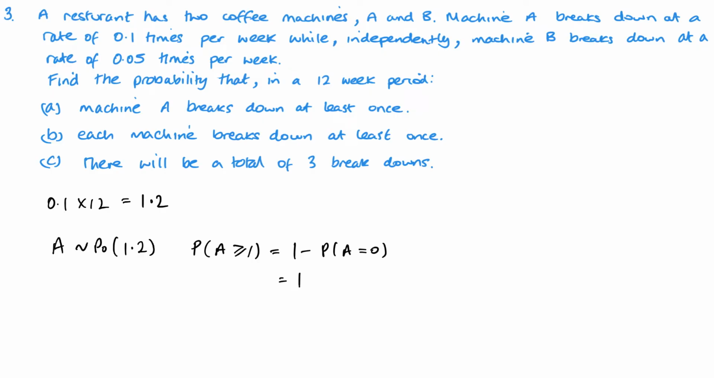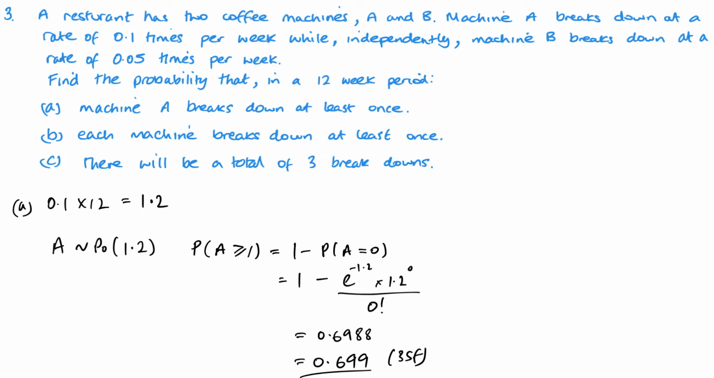And that one I can just do with my formula. So e to the minus 1.2 times 1.2 to the power 0 over 0 factorial. So it's just e to the minus 1.2. And this gives me 0.6988, or 0.699 to 3 significant figures. And that, of course, is part A.